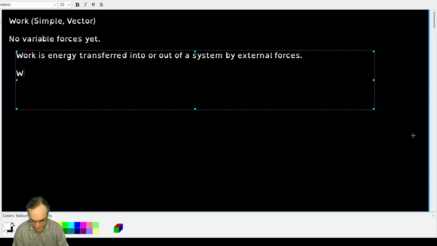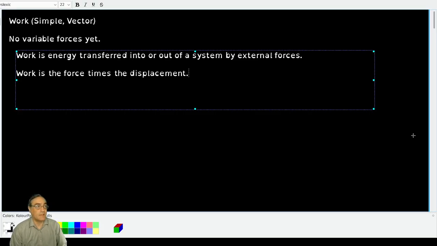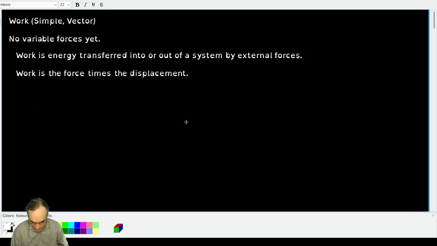And work is also the force times the displacement. But we do need to be careful with this. It's actually the force that's aligned along the displacement. Forces that are off axis don't count for anything. So it's a very important point.